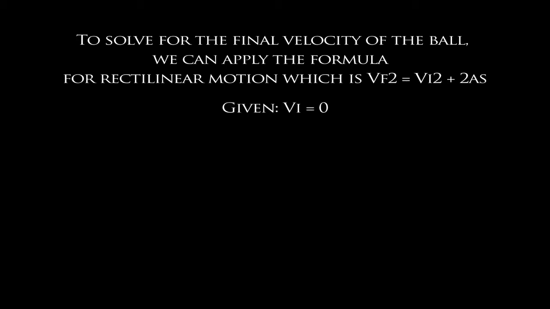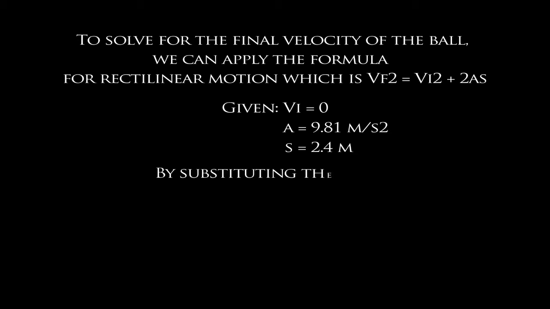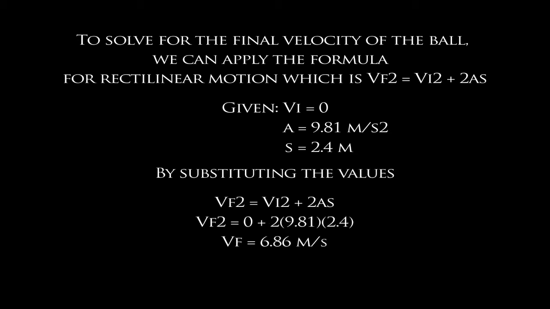To solve for the final velocity of the ball, we can apply the formula for rectilinear motion, which is Vf squared equals Vi squared plus 2As. By substituting the values, the final velocity of the ball is 6.86 meters per second.